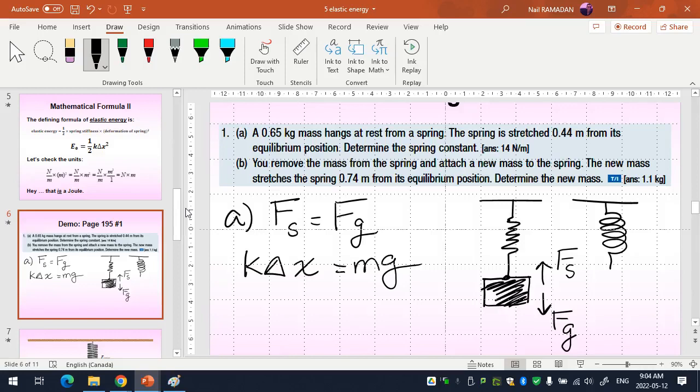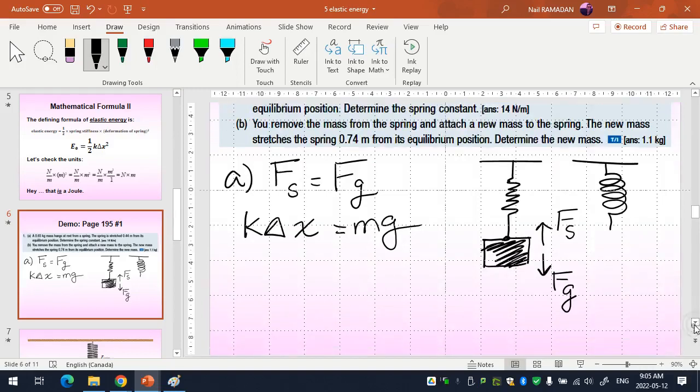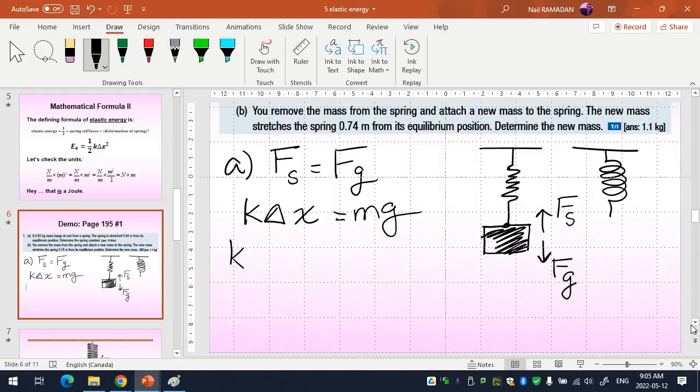Now do I have all the numbers I need? What do you think? Yes. I sure do. I know the extension, I know the mass, I know the g. Great, let's solve for k. So now k equals mg over delta x.